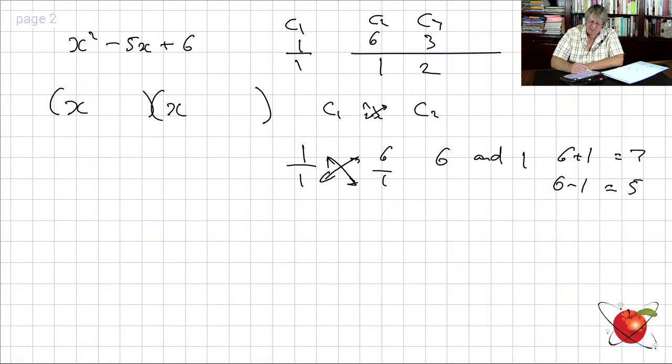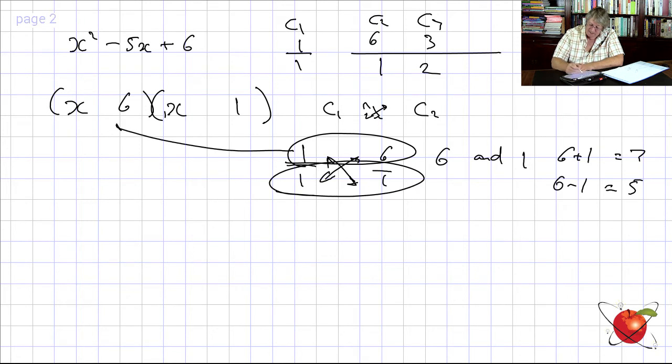Hang on, there it is. It's a 5. I found a 5. So what can I say? Therefore, it must be a 6 and a 1. There's my first bracket, 1x and a 6, and the next bracket, 1x and a 1. Can you see? This is my first bracket there, and this is our second bracket there. I know it's pretty intense, but let's just keep it going. So what do I say now?